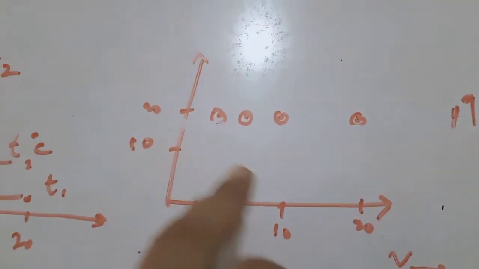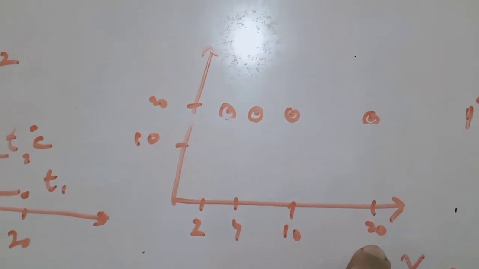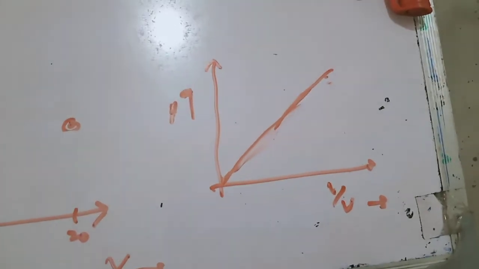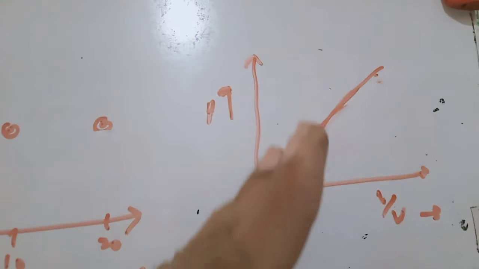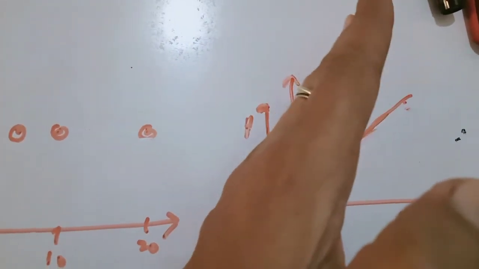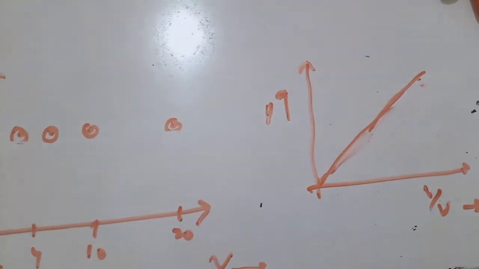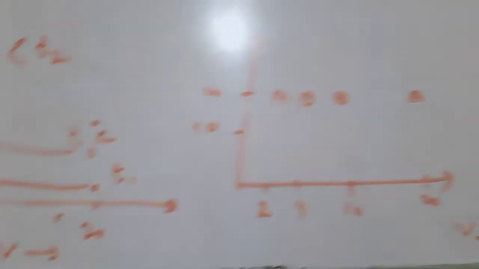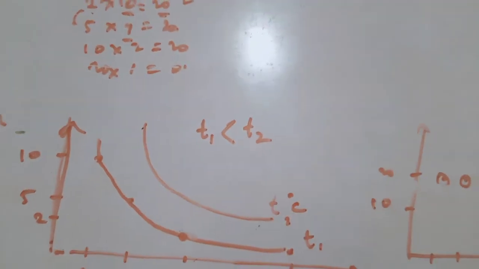This is the PV versus V graph. The same nature you will get if you draw a PV versus P graph. Similarly, if you take a P versus 1 by V graph or a V versus 1 by P graph, you will get a straight line passing through the origin. Greater the temperature, greater will be the angle of inclination made by the straight line with the 1 by V axis. So these are the graphical representations of the different parameters.